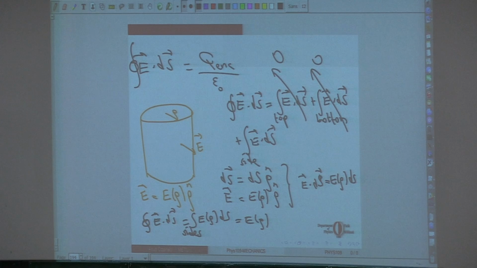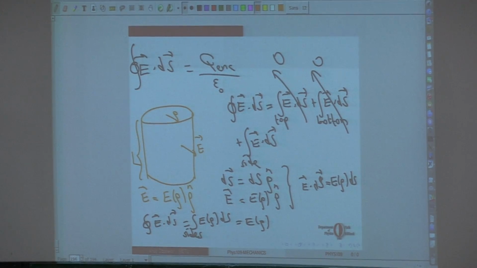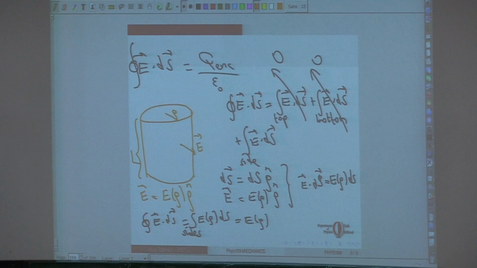What remains is nothing but the total area of the sides of the cylinder. Let's say the height is L. The side area is 2 pi rho times L. So this is E dot ds.